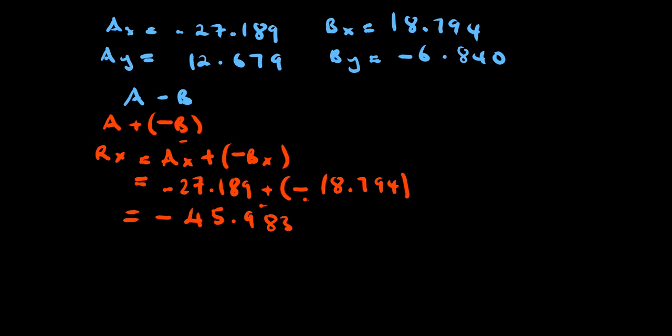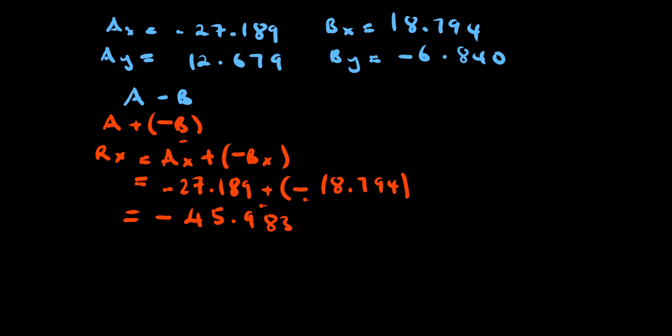Let me just check that again with my calculator here. Okay, when I add that, I am getting exactly that, negative 45.983. So now I do the same to find the resultant for y.